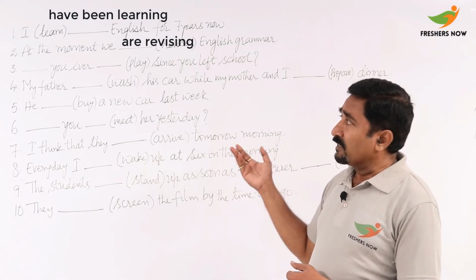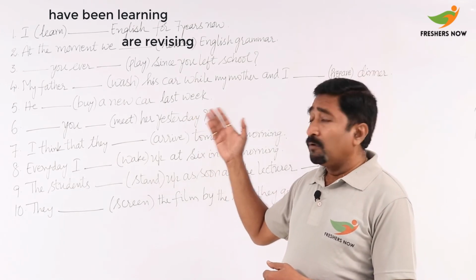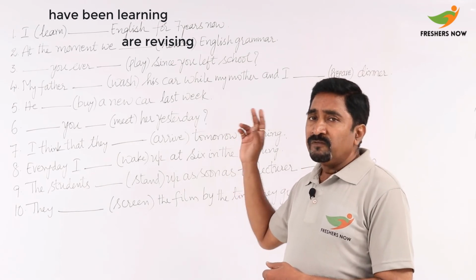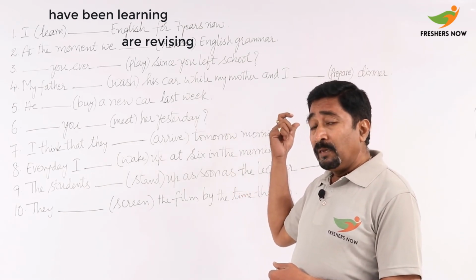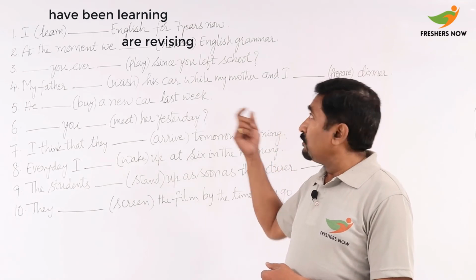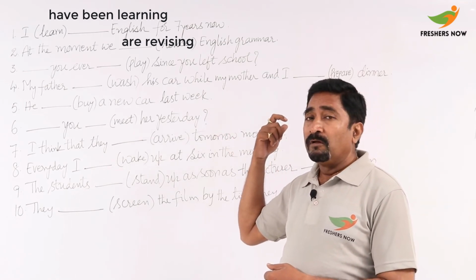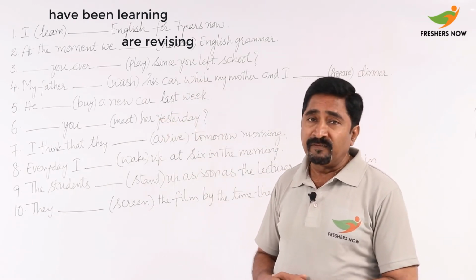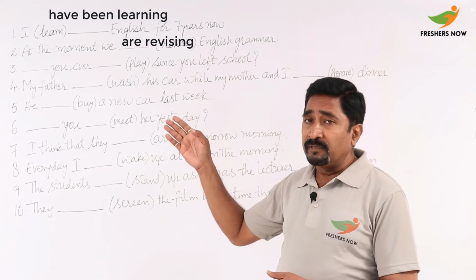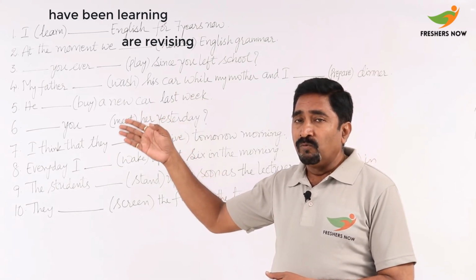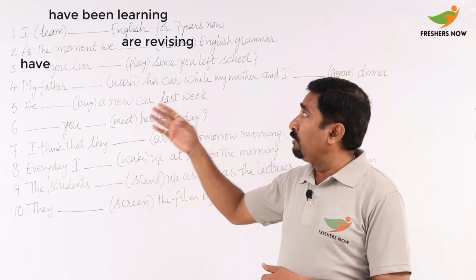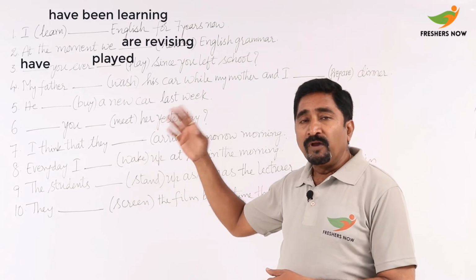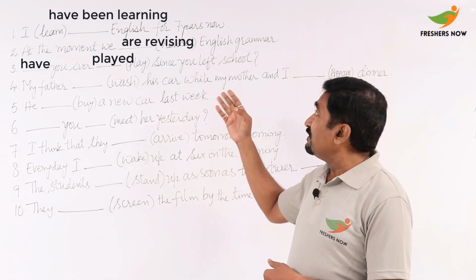Now let's see the next. Blank you ever blank. Since, again a point of time, the reference here. Since with an event, since you left school. So it should be as well in present perfect tense. So you is the subject here. The verb should be have. So have you ever, the third form of the verb is played. So have you ever played since you left school?